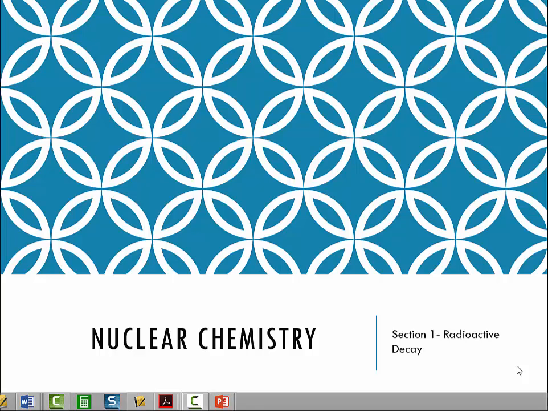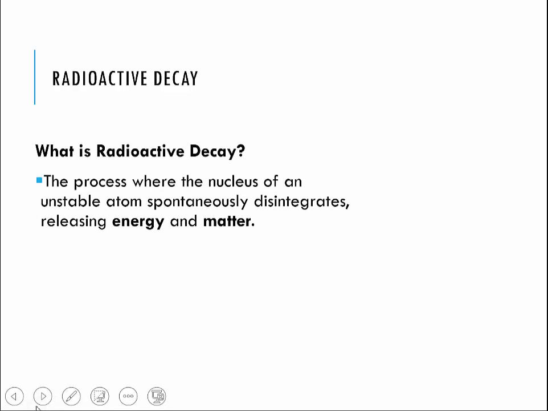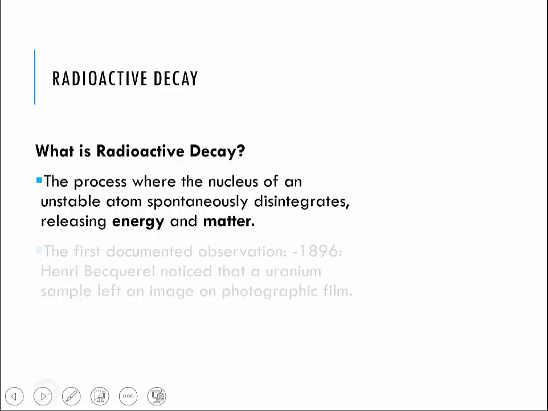So now that we've reviewed atoms and isotopes from before, we can dive into nuclear chemistry. The first thing we're going to talk about is radioactive decay. Radioactive decay is the process where the nucleus of an unstable atom spontaneously disintegrates, releasing two things: energy and matter. It releases energy, which we can feel or sense, but then it also releases matter. So some particle gets released for the ones that we're going to talk about.